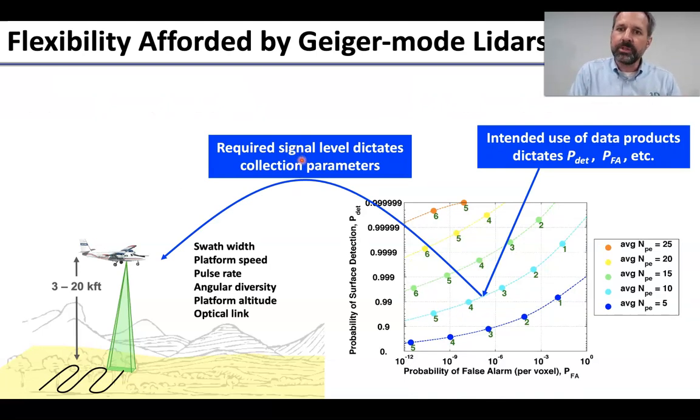And in order to really realize that full promise of these Geiger mode systems, the flexibility that I talked about, you need to have a LiDAR system that allows you to vary the swath width easily, the platform speed, the pulse rate, your laser power, the amount of angular diversity that you're using, all those kinds of things, so that you can tailor the collection to get just the right amount of light.